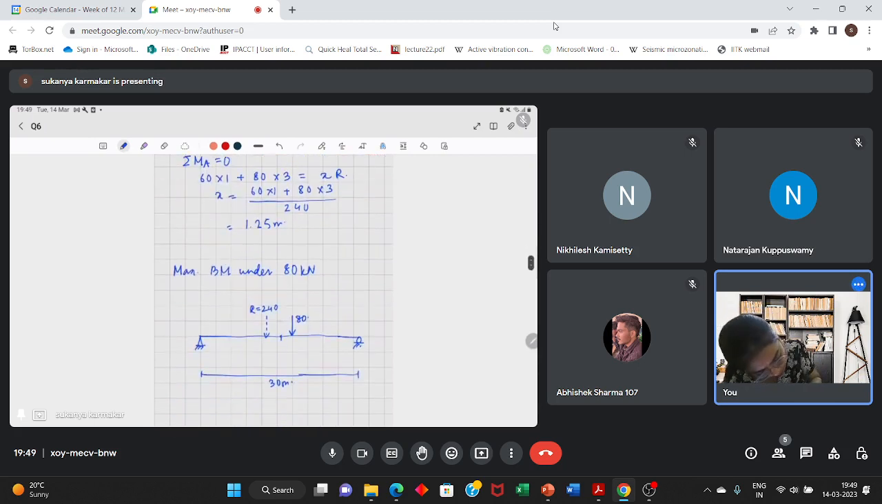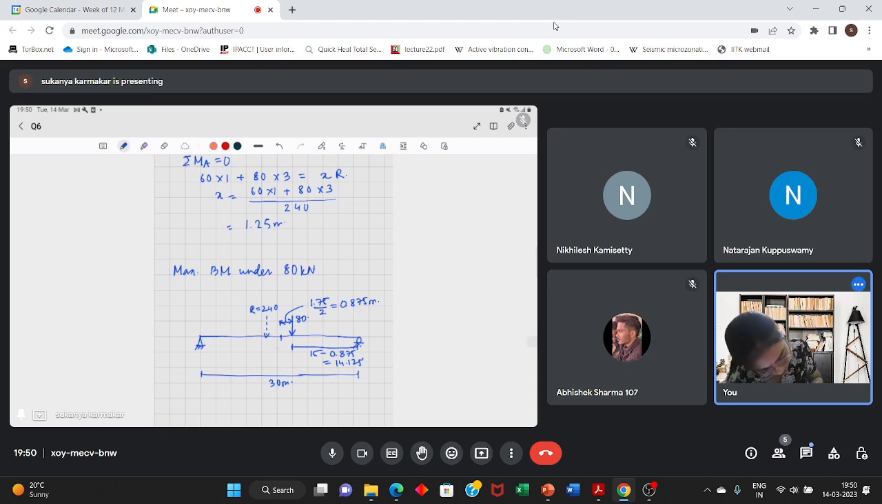So how much is this distance? This distance is 1.75 by 2. What is 1.75 by 2? It is 0.875 meters. So how much is this? This is 15 minus 0.875, which is 14.125. Okay, this position we have found out.